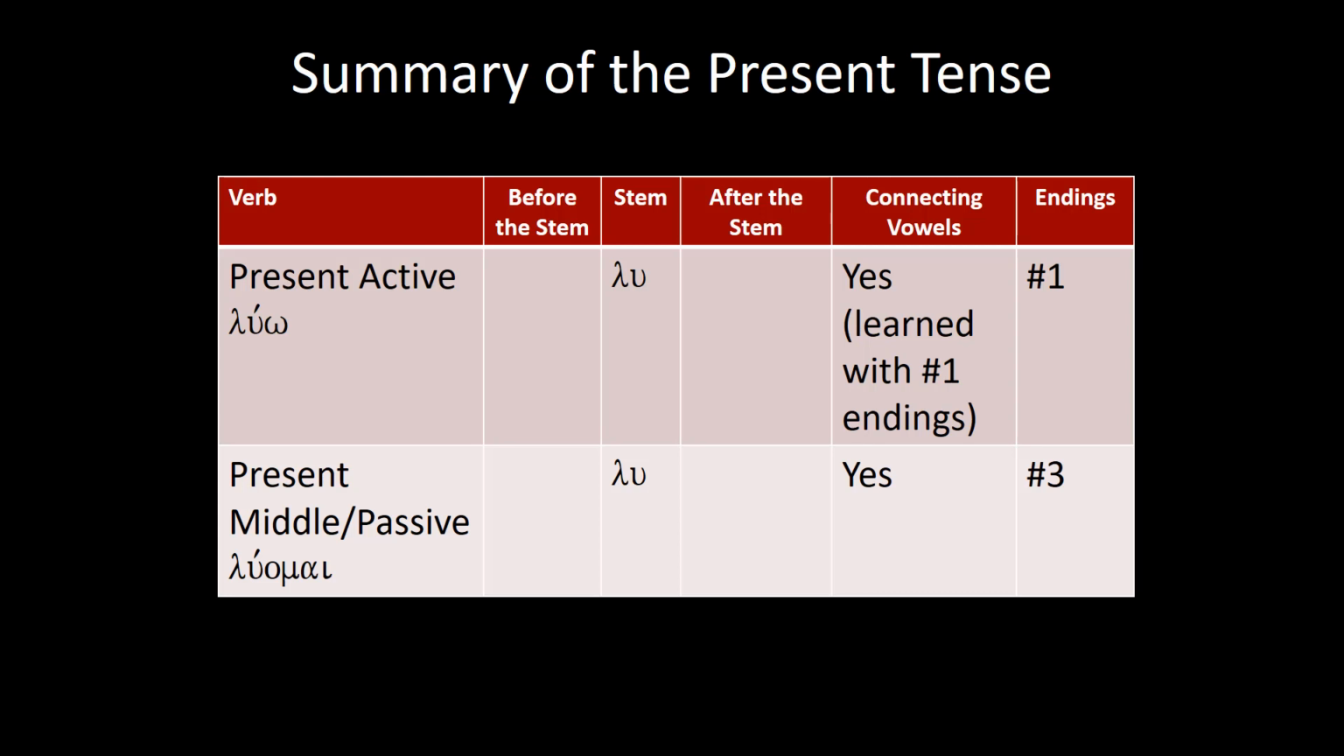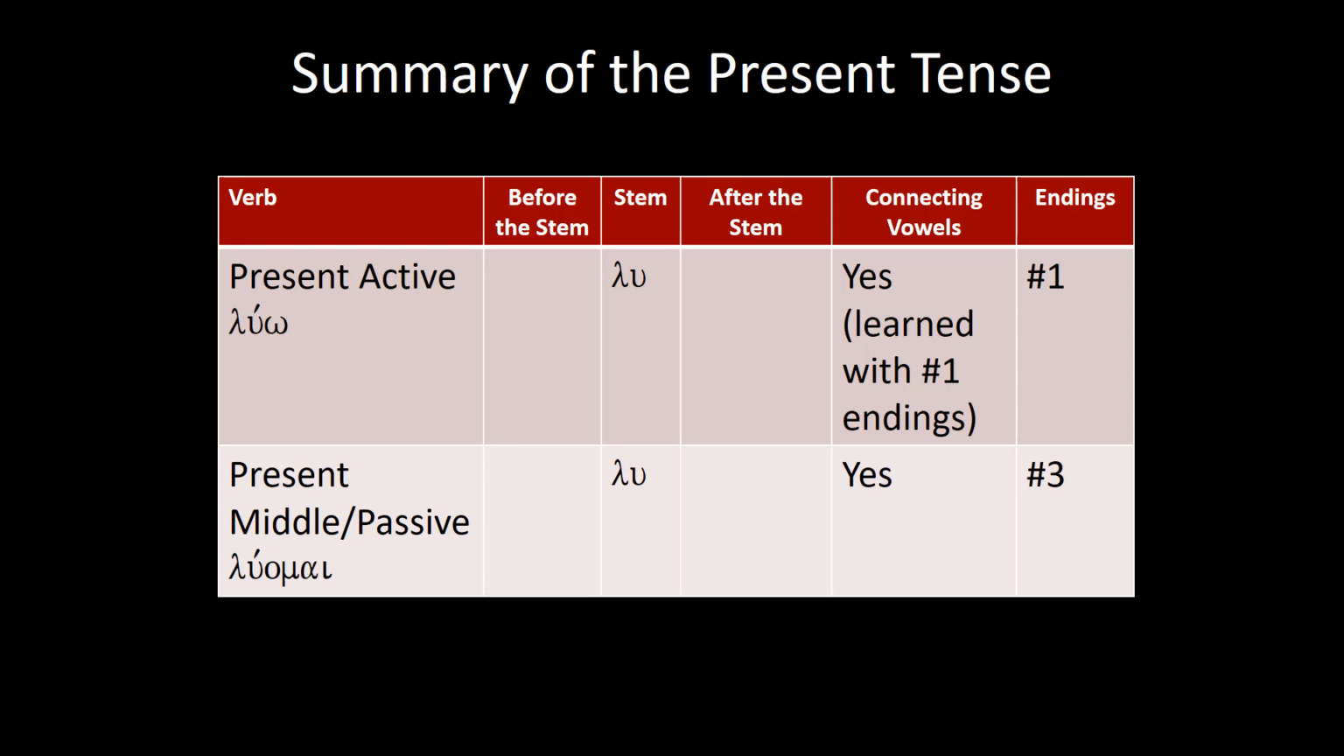So let's start with the present tense. This was the first form that we learned, the present active indicative. For present active and for present middle passive, we have the stem. There's nothing before the stem. We do have connecting vowels, and then we have endings. So the pattern is stem, connecting vowels, endings. In the present active, we learned number one endings, and then on the present middle, present passive, we learned the number three endings.